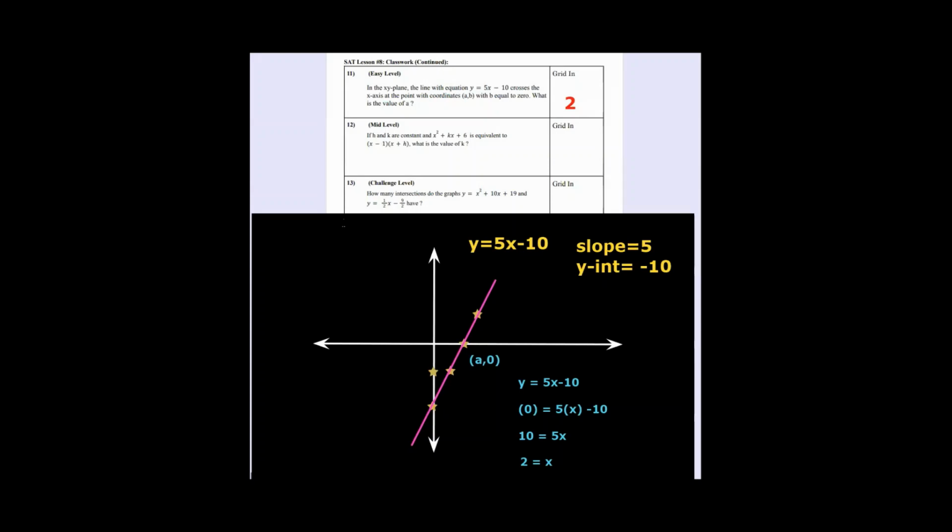That is a linear equation. For question number 12, it says if h and k are constants and x squared plus kx plus 6 is equivalent to x minus 1 times x plus h, what is the value of k? Well, if we think about this for a second, you have to understand the nature of FOIL.